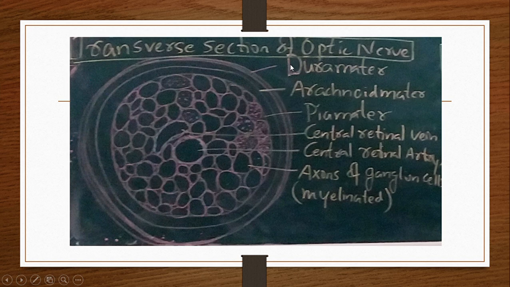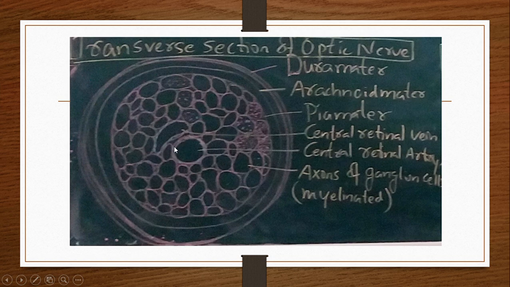There is a space between the dura mater and arachnoid mater, that is the subdural space, and there is a space between the arachnoid and the pia mater, that is the subarachnoid space. The pia mater is closely adherent to the structure, and it dips into the substance to divide it into different compartments. So this can be drawn like this, and at the center of the optic nerve there passes the central artery of the retina and a central vein which accompanies it.